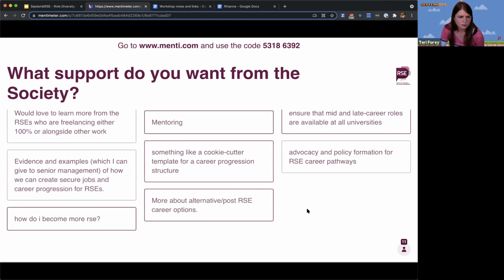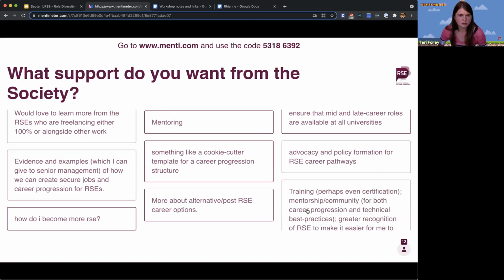Evidence and examples, give them senior management of how we can create secure jobs and career progression for RSEs. I think that's something we've had, so getting some documentation and examples together. Cookie cutter template for career progression structure. Wouldn't that be beautiful? Yeah, love it.